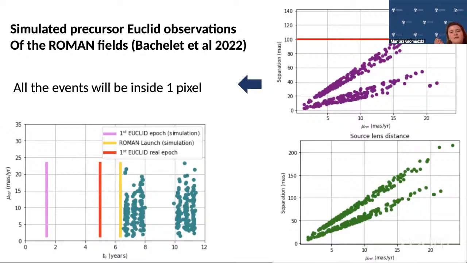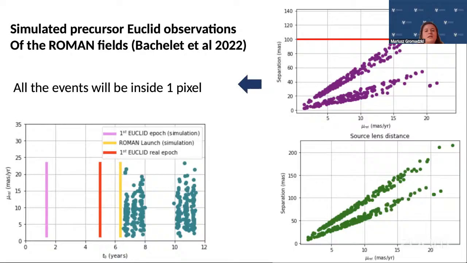And if we, for example, do a fast calculation using the simulated events of Roman that Matthew Penny did for the Baslet 2022 paper, and we adjust the epochs because, as you understand, the Euclid observations arrived much later than predicted, then we can see that pretty much all the Roman events will be inside 1 pixel, which is not great because so far we haven't been able to actually work on observations where source and lens are pretty much blended.